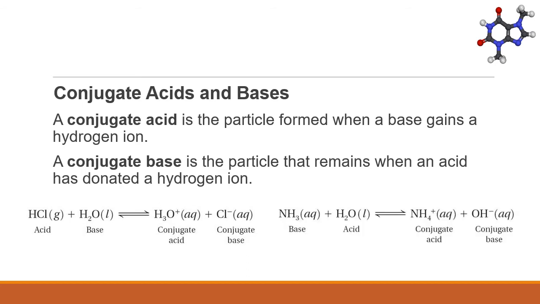Let's look at the next example. Here we have ammonia, which we know is a base, reacting with water, acting as the acid. The ammonia accepted a hydrogen ion from water, forming an acid product, ammonium ion. The water molecule donated a hydrogen, creating a base product, hydroxide ion. So the ammonium ion is the conjugate acid of ammonia, and the hydroxide ion is the conjugate base of water.